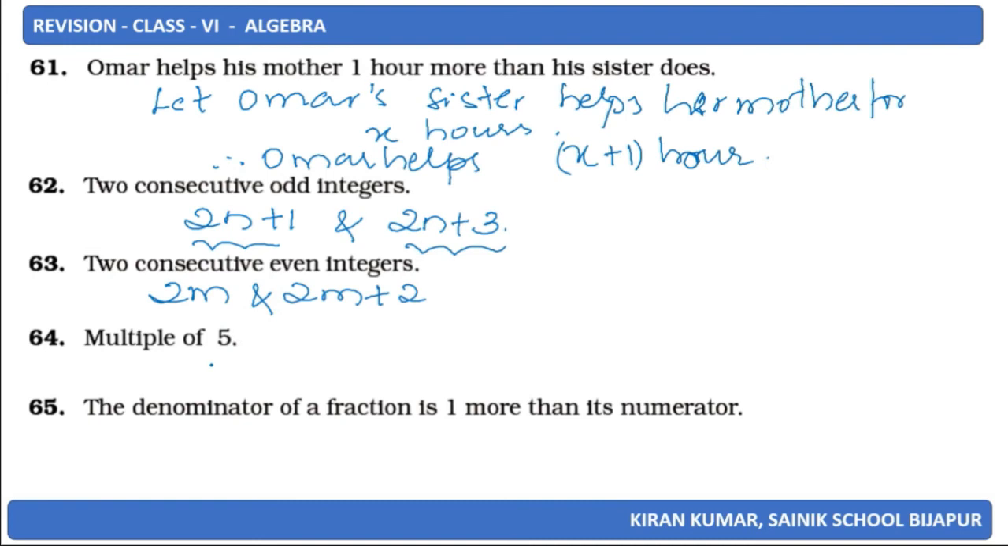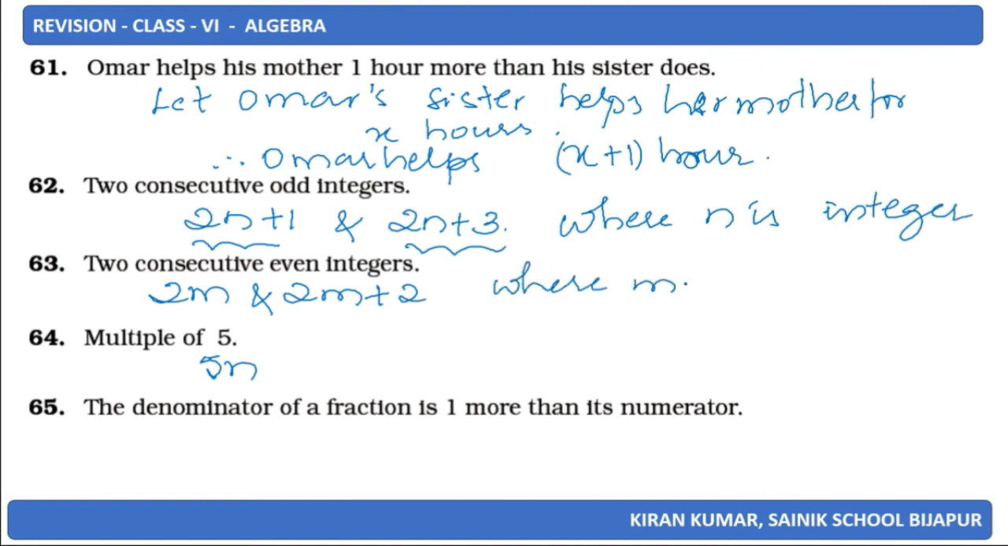Multiple of 5. It is represented as 5n, where n is an integer. Here I'll mention where n is an integer. The next one I'll mention where m is an integer. In the next I'll mention where n is an integer.